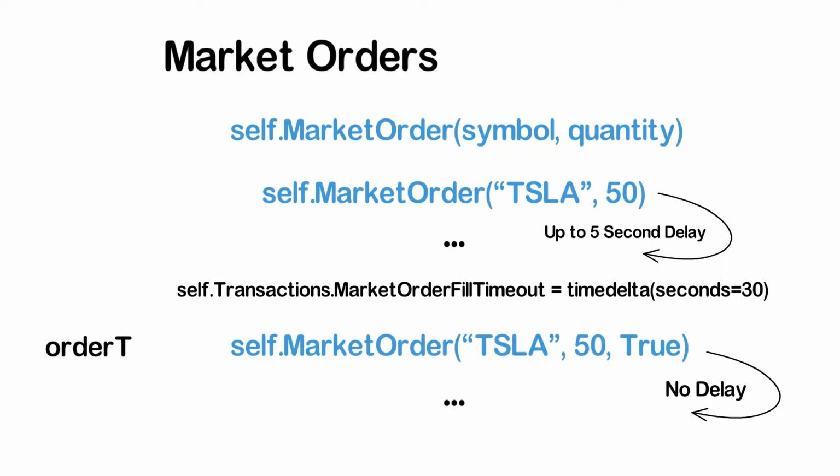The market order method, or any other order type method for that matter, will return an order ticket object. To save the corresponding ticket, you simply have to save the output to a variable.